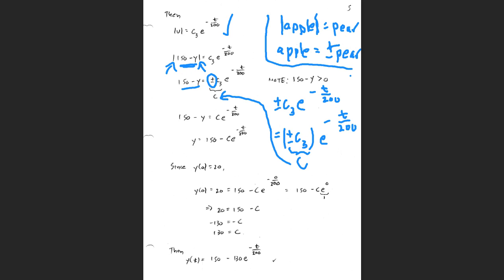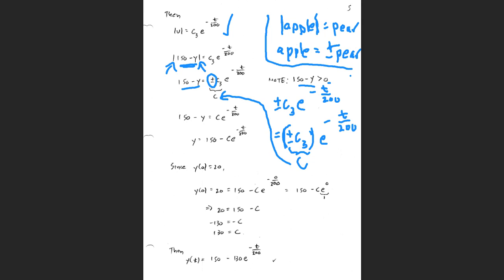That's a way to always handle an absolute value. I'll note here that it turns out that 150 minus y will always be positive. So we could have just, well, let's not get too technical here. Let's just proceed on. We have an approach that works and we're fine.